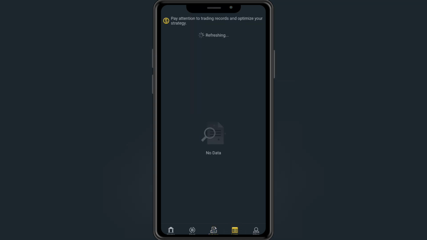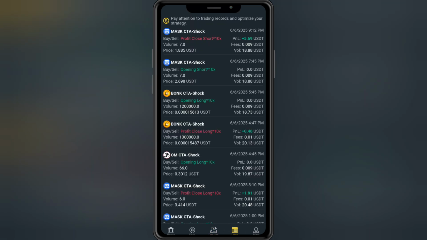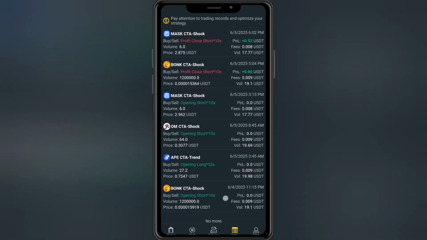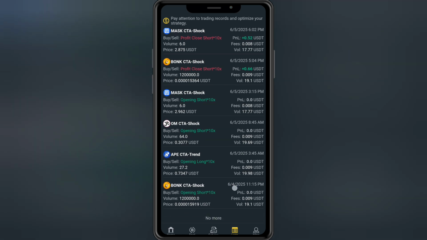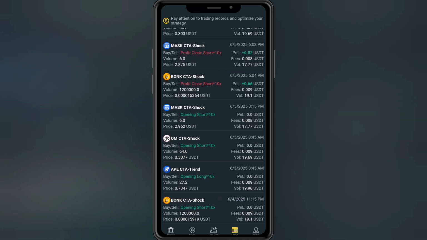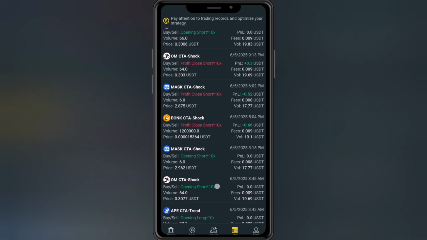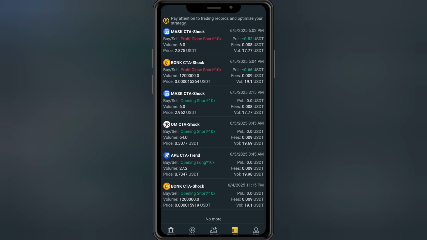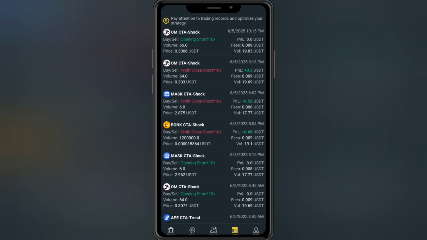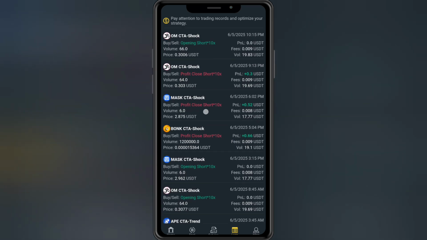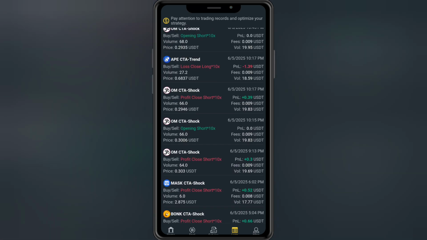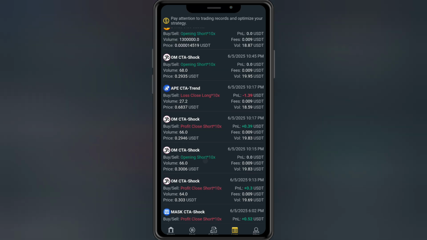So if we come and click on logs, you're going to see that some of my coins sold at a loss. This is when I started this account again, from 4th of June 2025. It bought bonk, AP, mask, and OM. So I was trading these 4 coins, 1 2 3 4, yes. Then bonk sold, mask sold, OM sold. You can see. Then here we have again OM bought and sold.